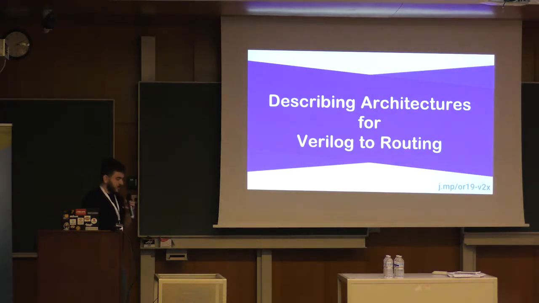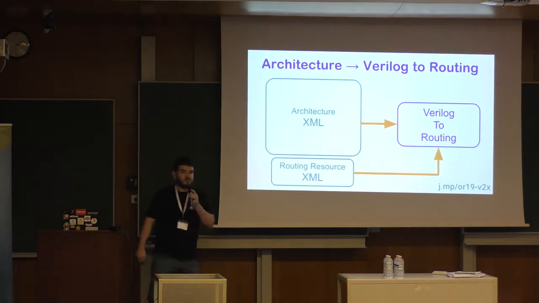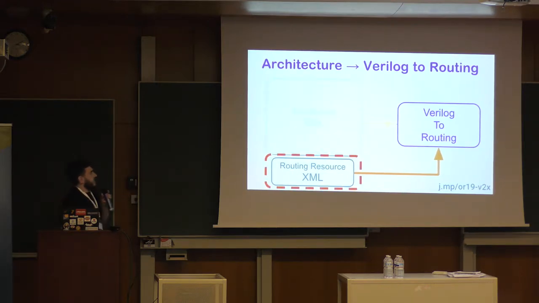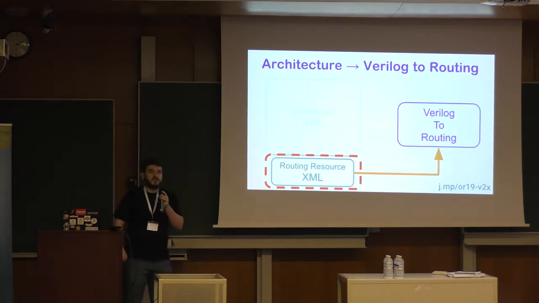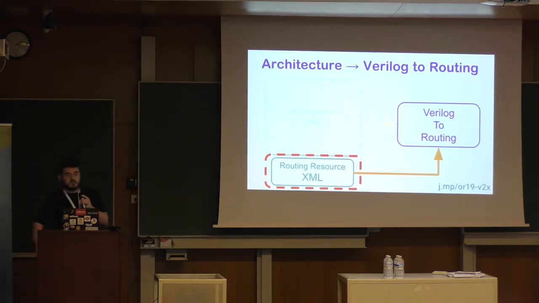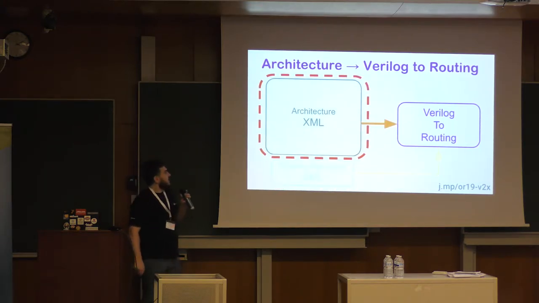So how do you actually describe architecture for Verilog to Routing? Verilog to Routing uses XML files to describe the whole architecture. There are two types of XML files, architecture XML and routing resource. Routing resource, as the name suggests, describes the connection between logic blocks, more complex logic blocks, and how they talk to each other, how they are connected, what the delays are, and so on. I'm not going to focus on this part today. I'm going to focus on architecture XML files.